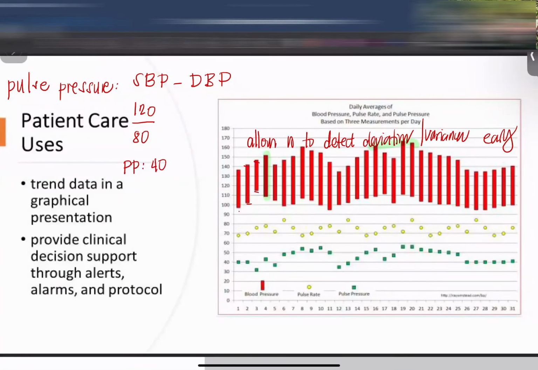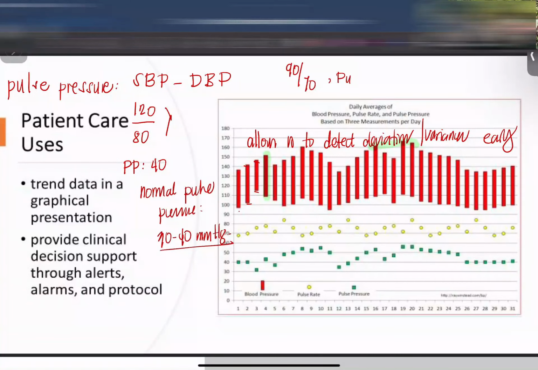Okay? 120/80 is considered normal, right? So class, what is the normal blood pressure? What is our normal pulse pressure? Class, the normal pulse pressure is between 30 to 40 millimeters of mercury. Let me give you an example. Class, 90/70. What's the pulse pressure? 20, sir. Okay, the pulse pressure is 20. Is it normal or not? Not, sir. It is no longer normal, right?